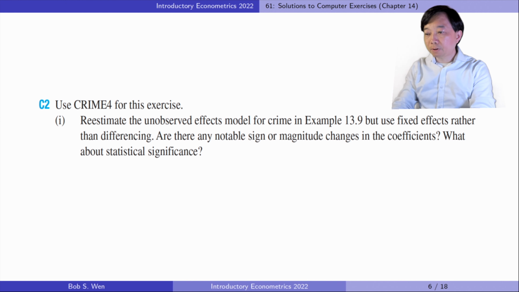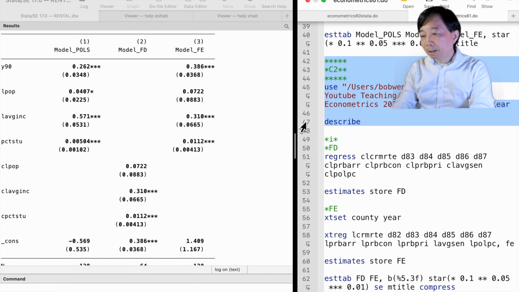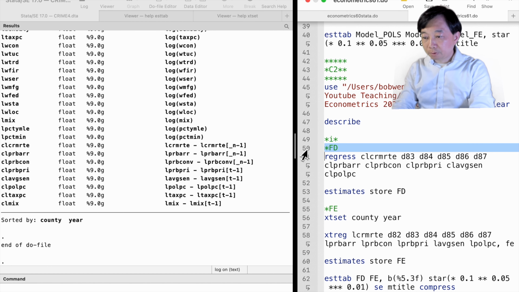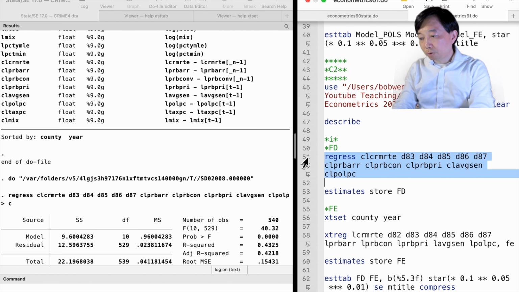Let's do computer exercise 2. In Part 1, we re-estimate the unobserved effects model for crime in example 13.9, but use fixed effects rather than first differencing. Are there any notable sign or magnitude changes in the coefficients? What about statistical significance? We can estimate the model with the first differencing method and the fixed effects within transformation approach.